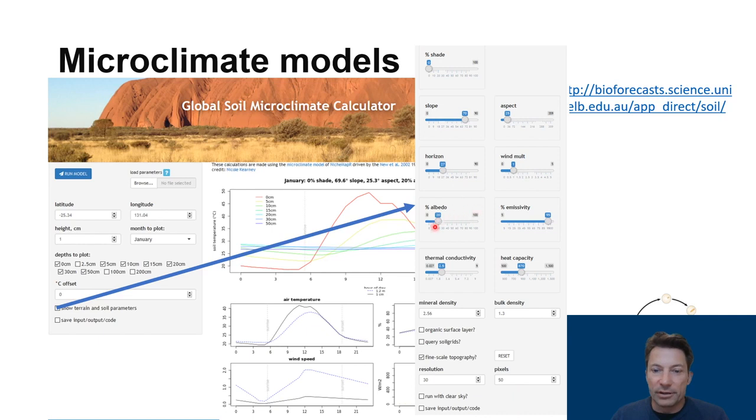The solar absorptivity of the soil, also known as the albedo, the emissivity of the soil, which is an important property, the thermal conductivity, heat capacity, and various other things. So you can see that fine scale topography is being checked here, which is using that digital elevation model. And so that's basically determining what the slope, aspect, and horizon angles are. But you can turn that off and control them into any values you want. So there's various options there that you can play with, and you can take this anywhere in the world.